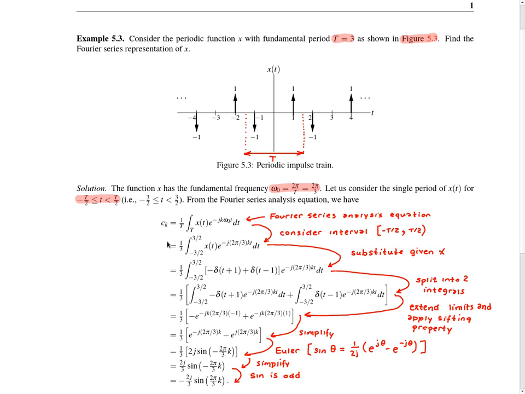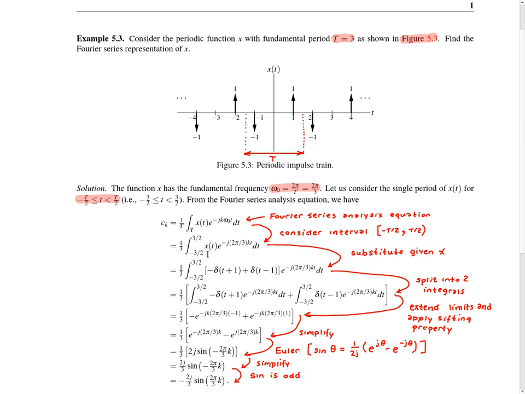No matter what interval we choose, we'll get the same answer. However, different choices of interval may lead to an easier solution to simplify. So the general advice that I would give is, when you're trying to find the Fourier series coefficients of a function and that function happens to have symmetry, either it's even or odd, it's often advantageous to choose the interval to be centered about the origin.